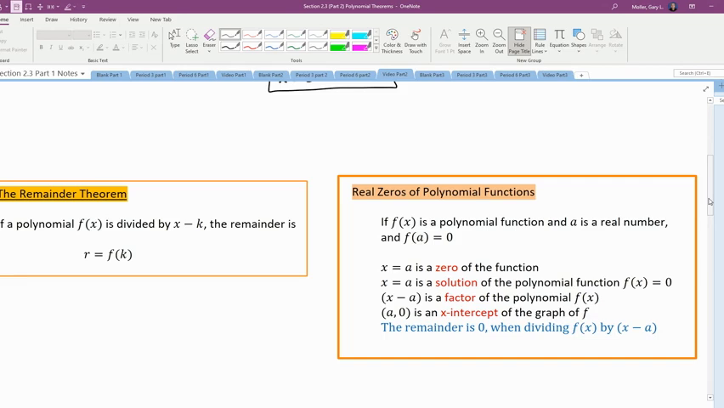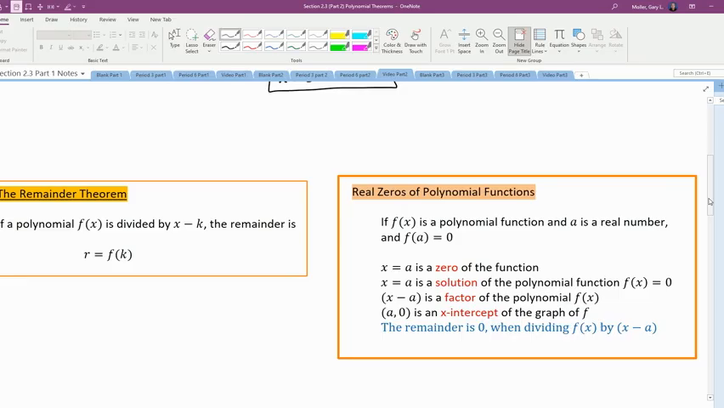Because if the remainder is 0, then we know what we divided by is a factor. Why do we care about factors? Because factors help us solve polynomial functions. All right, so let's make sure we got this down.